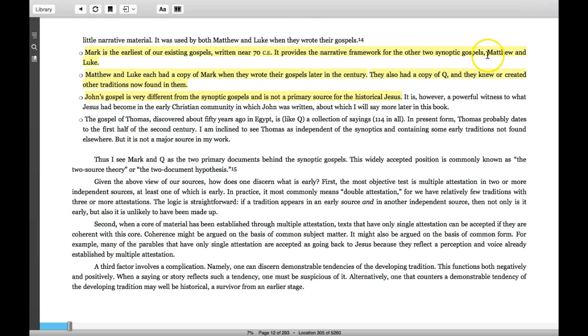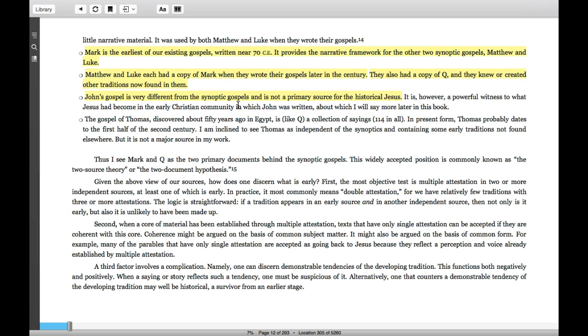Remember, Matthew and Luke, these two gospels, they used Mark as a source. So Matthew and Luke, he says, each had a copy of the Gospel of Mark. They also had a copy of Q. Again, we've talked about this in class. John, being very, very different from the synoptic gospels, is not a primary source for the historical Jesus.